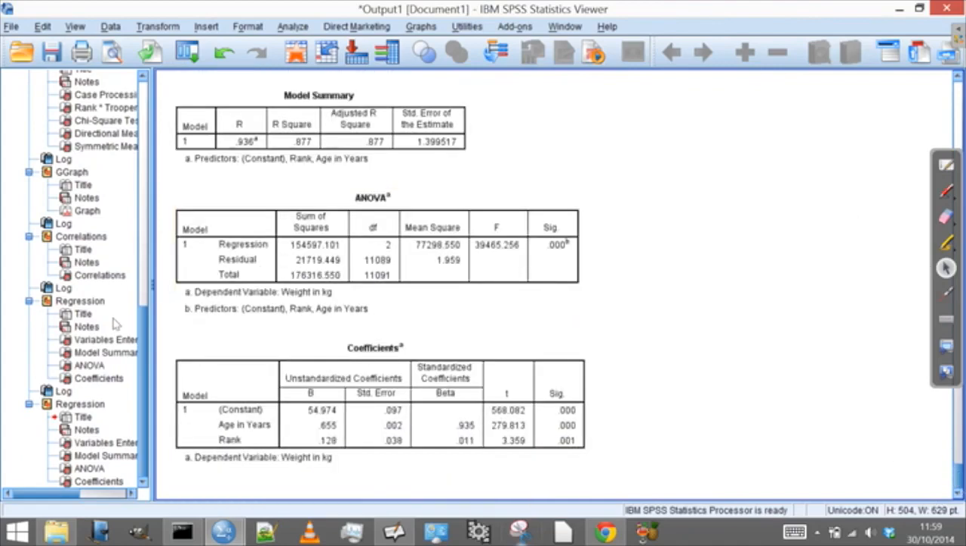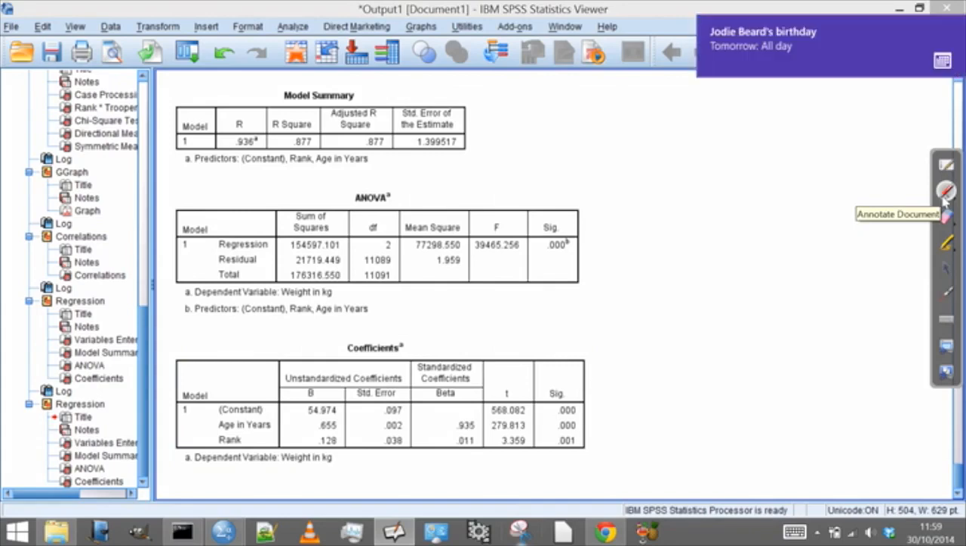And if you look at the coefficients box, you'll see that we have a coefficient for age in years, but also a coefficient for rank. And there's a few things that we can do to look at this. Well, firstly, let's just look and see, has incorporating rank into our model improved how well we explain the variation in the data?